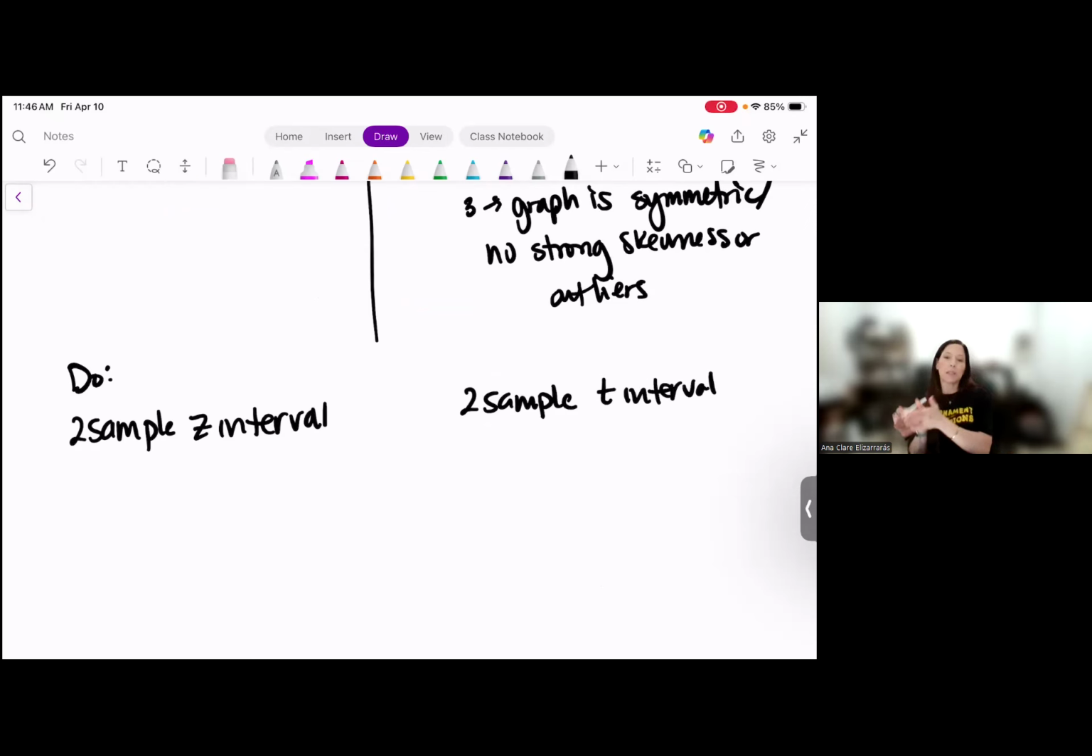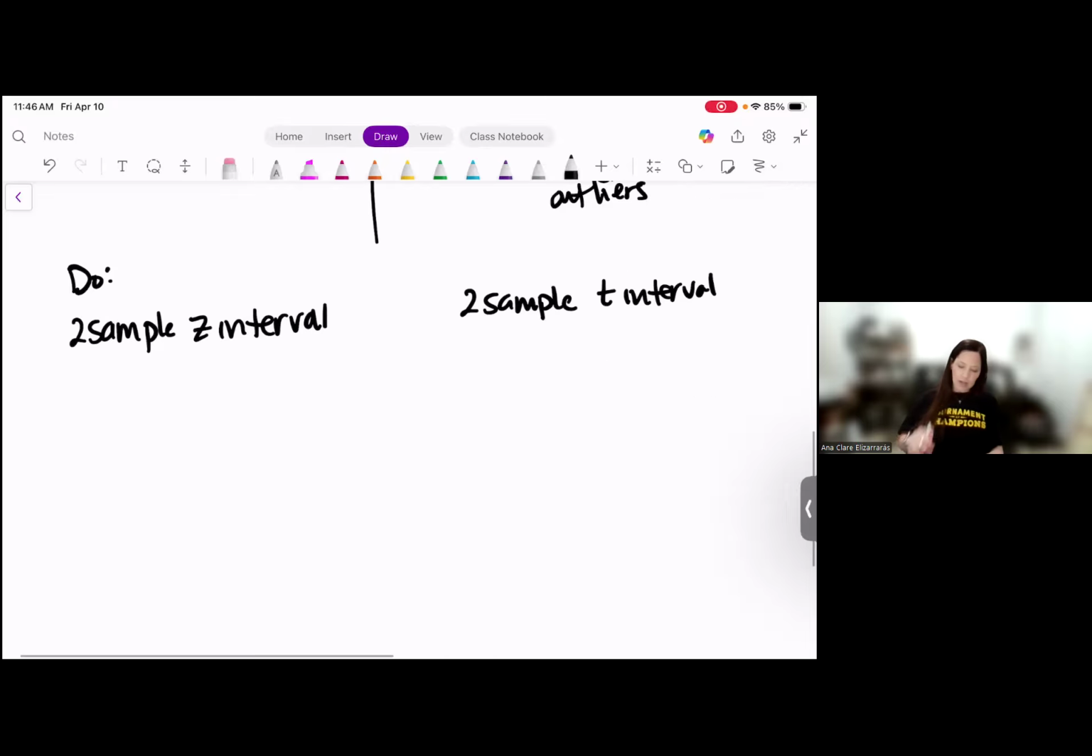And remember, we're using t because we do not know the population standard deviation. If you know the population standard deviation, you should not be estimating the value, because you needed the value to calculate the standard deviation, so that doesn't really work. And remember, the intervals look like the point estimate plus or minus the margin of error.